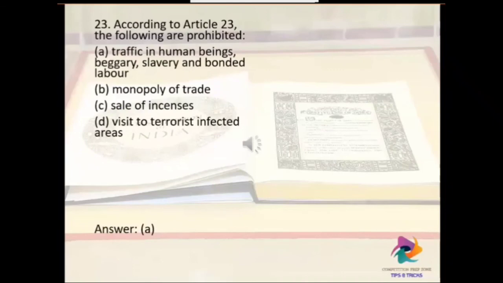Question number 23. According to Article 23, the following are prohibited. A. Traffic in human beings, beggary, slavery, and bonded labor. B. Monopoly of trade. C. Sale of incense. D. Visit to terrorist infected areas. And the correct option is A. That is, according to Article 23, traffic in human beings, beggary, slavery, and bonded labor are prohibited.